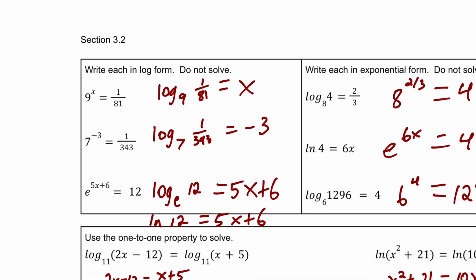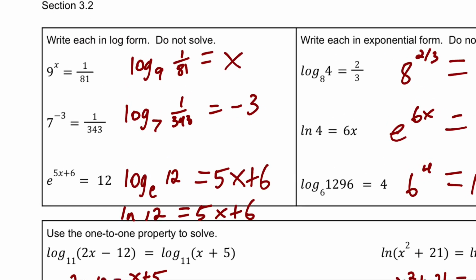The next section, 3.2. 9 to the power of x is equal to 1 over 81. If we write that in log form, we say log base 9 of 1 over 81 is equal to x. We're not solving any of these, we're just rewriting. Log base 7 of 1 over 343 is negative 3. Log base e of 12 is equal to 5x plus 6. And if we wanted to, we could say the natural log of 12. That is just log with a base of e after all, and they're both equal to 5x plus 6.